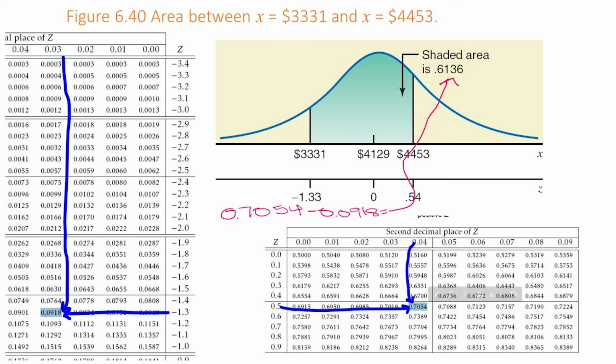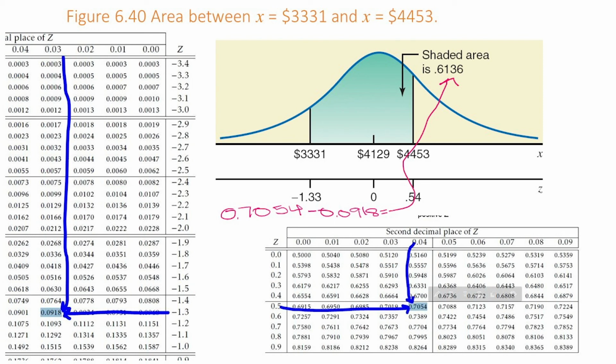Then we need to look at 0.54. So we go to the other table, where we slide down, see the 0.5, then go across until we see the 0.04, and at that point we see 0.7054. So the area to the left of 4453, the green area on that, is just over 70% of the area under the curve.